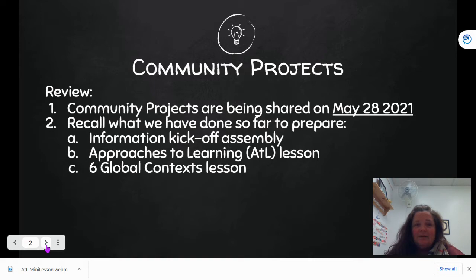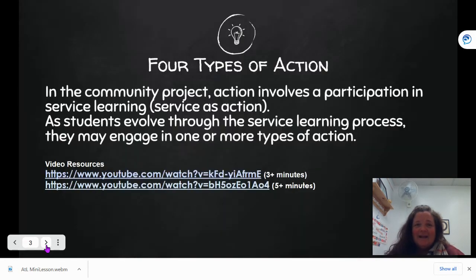And so today we are talking about action, and there are 4 types of action. In the community project, action involves a participation in service learning, service as action. And as students evolve through the service learning process, you will take action. Again, 4 types. There are some videos here. If you want to go back and check those out on your own, you can.